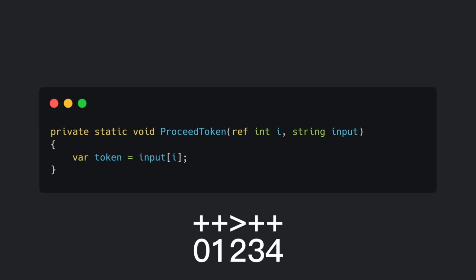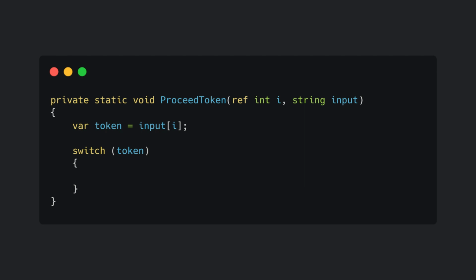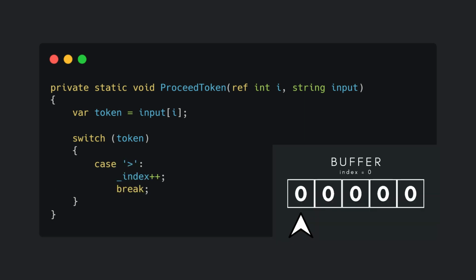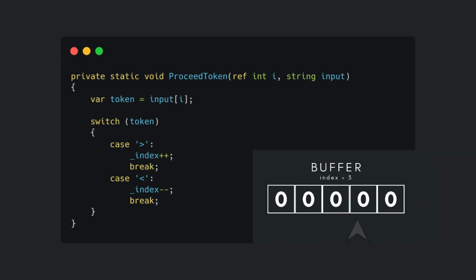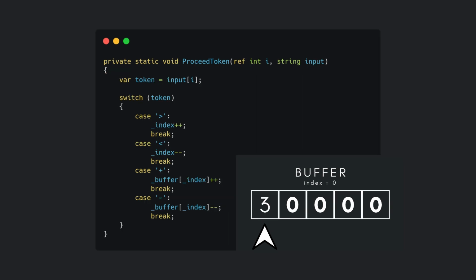First, we get a character from the code input by the index. Then by using switch case, we will check what exactly is this token. In case it is a more than sign, we will increase the index value by 1. If token is less than sign, then we will decrease the index value by 1. If token is plus sign, we will increase the value of the cell in buffer array. If token is minus sign, we will decrease the value of the cell in buffer array.